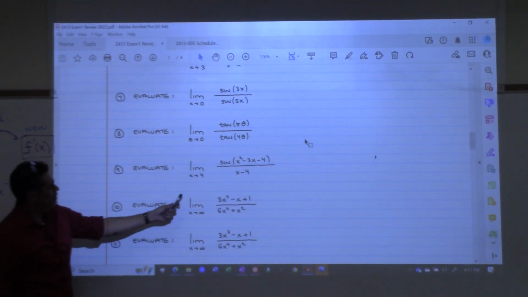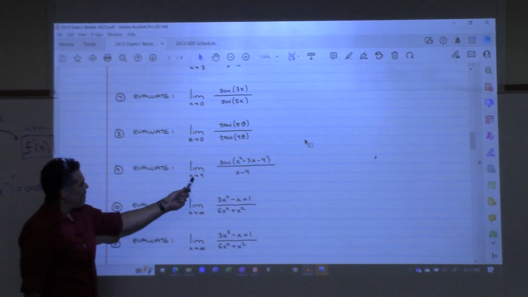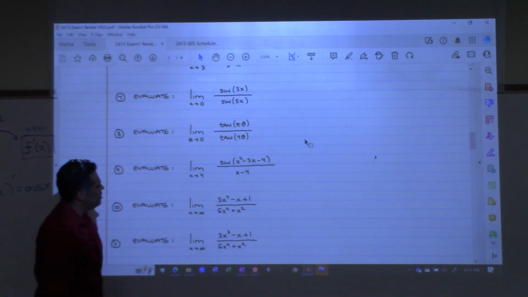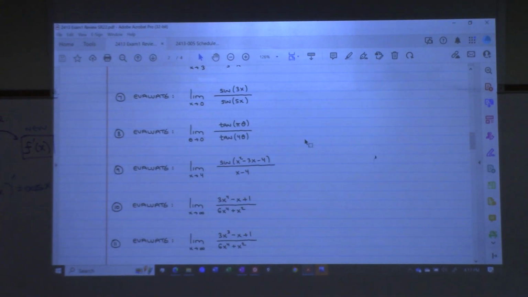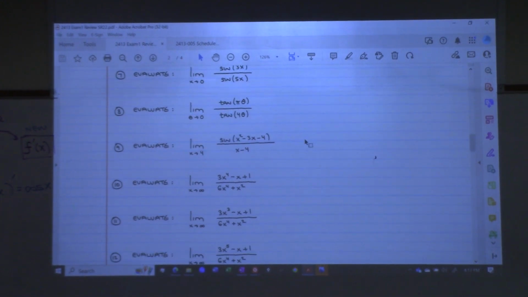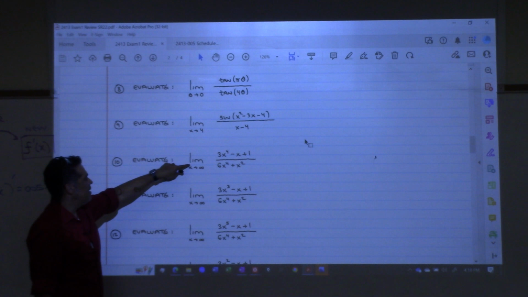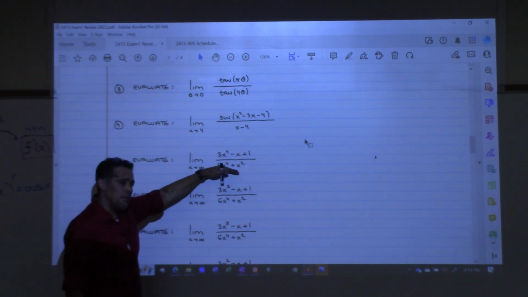Look at this one right here. If you plug 4 into this, I believe you get 0. Yeah, that's sine junk over junk. That's a tricky one. And then the limits switch to the limits with infinity. Now we're going to infinity. So you get infinity over infinity.